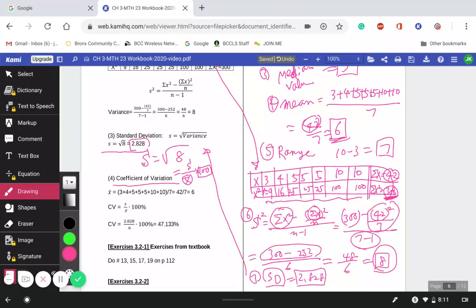Median was what? According to my calculation, median was 6, right? So if you plug into here, S was 2.828 and X bar was 6 and multiplied by 100%. Okay. So when you do that, you got 47.133. So that become your coefficient of variance.